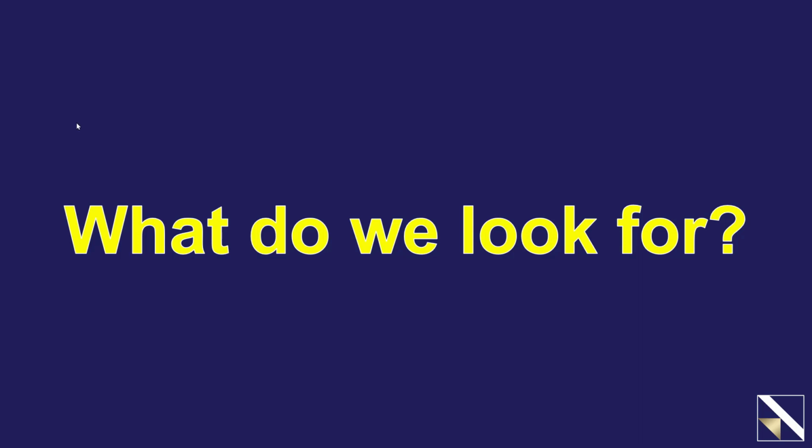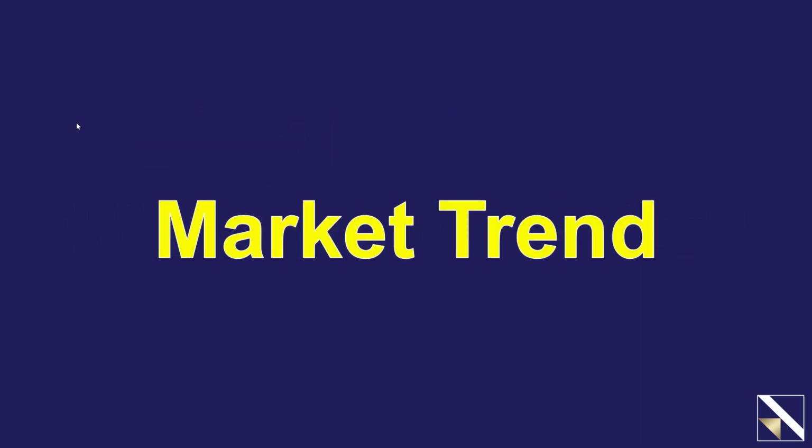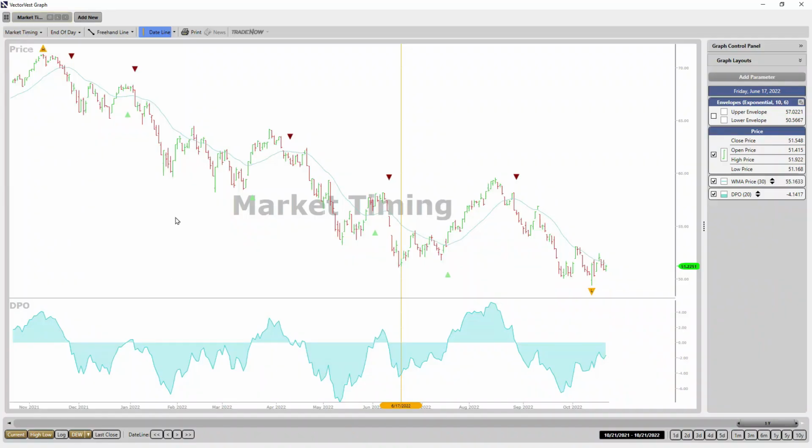Well, first off, we have to take a look at the market trend. That's where everything starts. And again, let's go back to the market timing graph here in VectorVest and just take a simple look at what this graph looks like. We are moving from the upper left to the lower right. That is a key indicator of where the direction of the market is going.